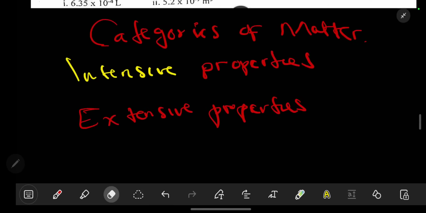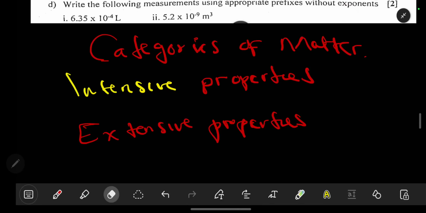Extensive property depends on the amount of substance that you have. The example that we can have is things such as the volume. The more amount of water you have, the more volume you have. If you have this water, that's the amount of water.